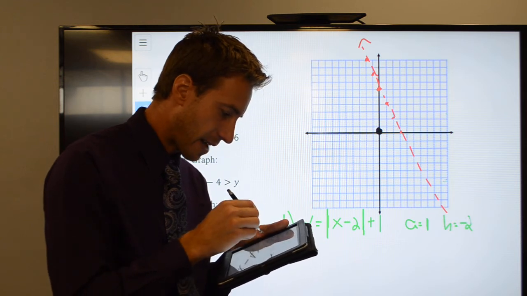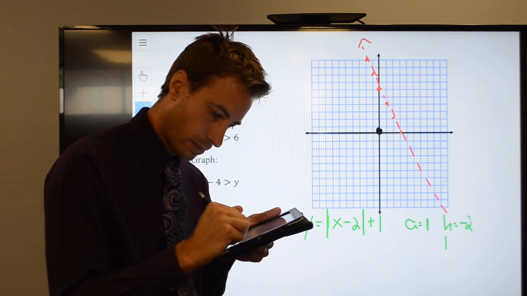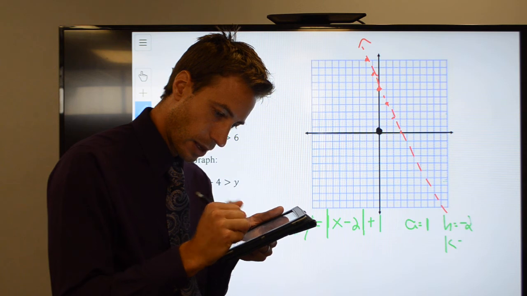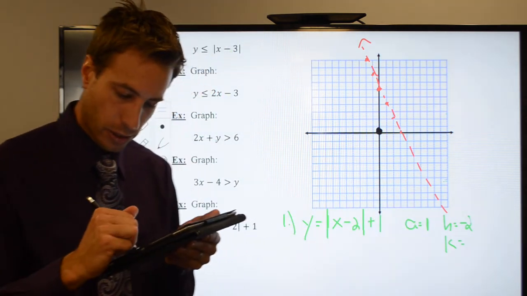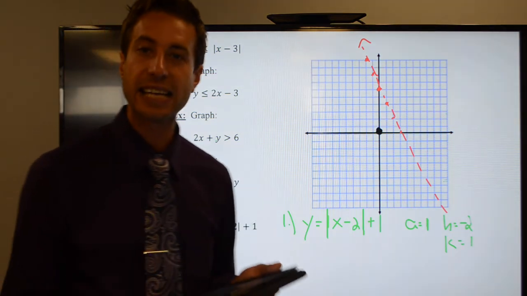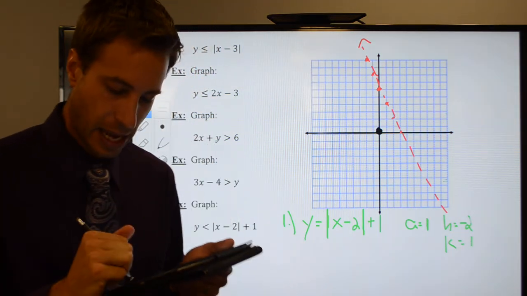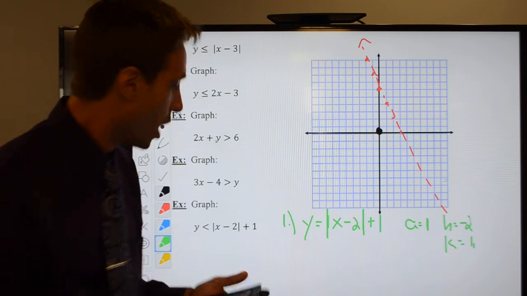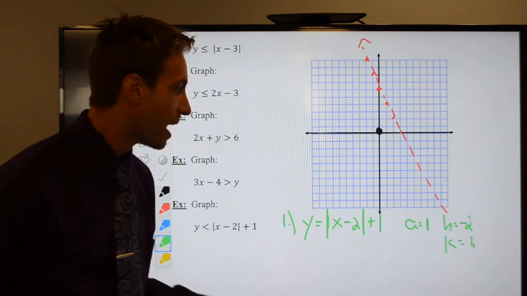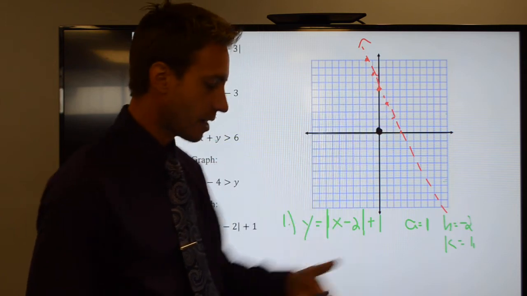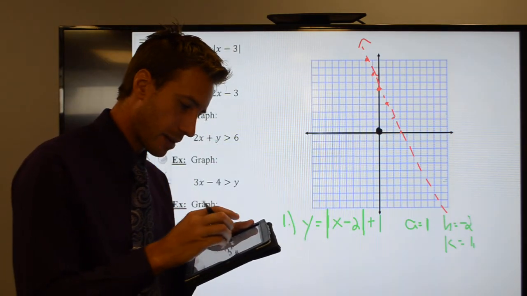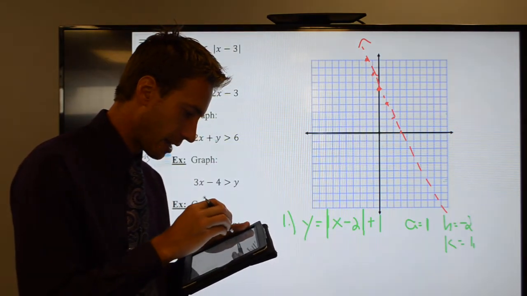If I have a K value, it'll be hanging out back here, and there is. It's a plus 1. And we know that K is going to be a vertical shift up, right? Because K works exactly the way that we want it to. So my graph is going to look like a V that has been shifted to the right 2 units and shifted up 1 unit. Let me get rid of my test point and put in my new graph.